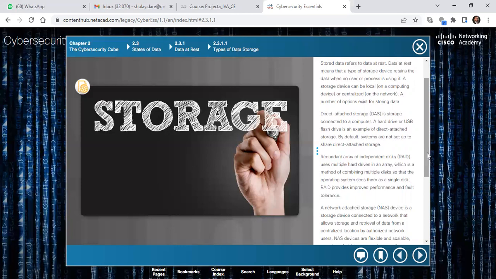So we have the direct attached storage, which is called DAS. A DAS is storage connected to a computer. So a hard drive or USB flash drive is an example of direct attached storage. By default, systems are not set up to share direct attached storage, meaning it is not connected to the internet. So direct attached storage can only connect from your computer to the hard drive, or from your computer to the USB. That's what they're trying to explain here.